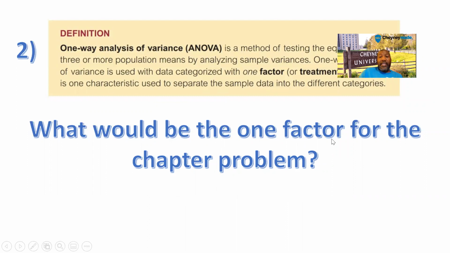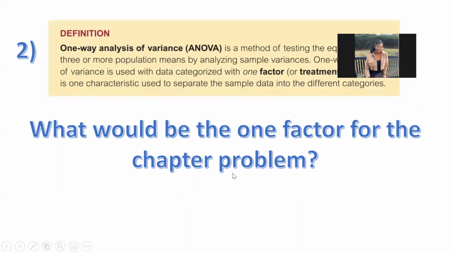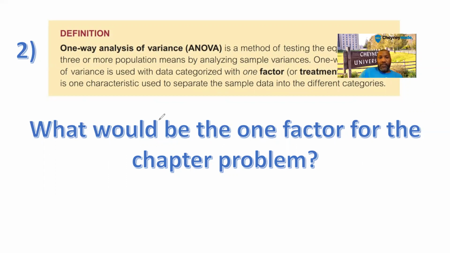All right. Now here's a question. What's the one factor that we talk about in the chapter problem? Now, it could be the one factor, it could be the one treatment, it could be the one independent variable. Lead levels. All right, lead levels. I'm going to say blood lead levels. Okay.